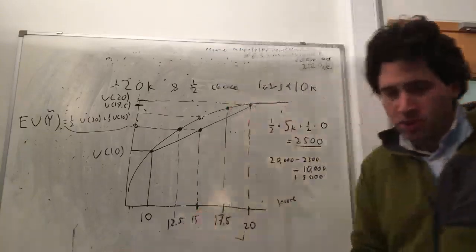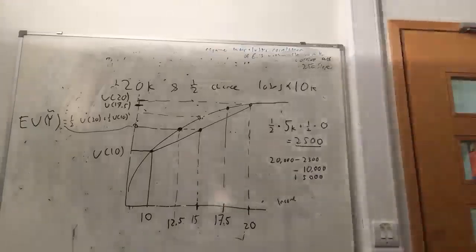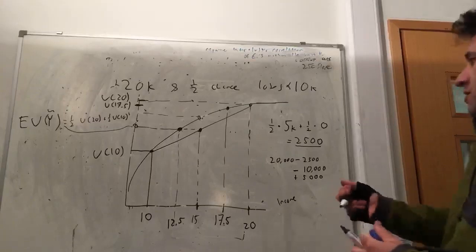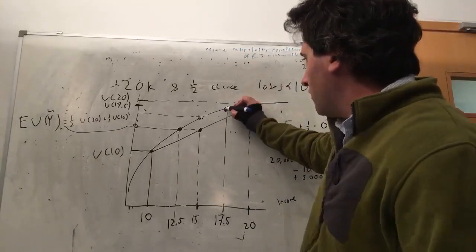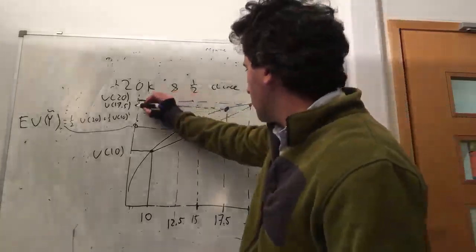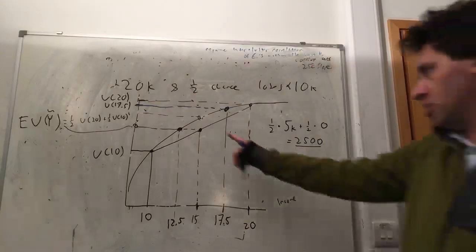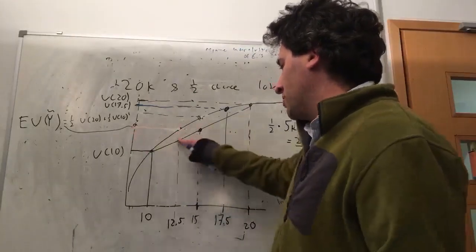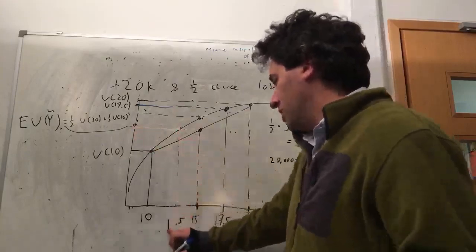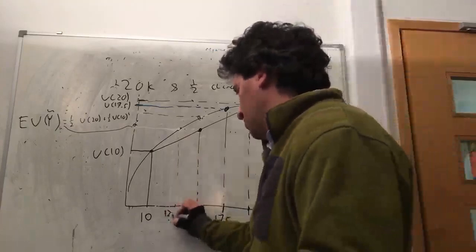Okay, so if they purchase the partial insurance, then half the time their utility is the utility of 17.5, that is, if there's no loss suffered. And half the time their utility is the utility of 12.5, which, the way I drew it, happened to intersect with that point, so I don't want to do that because that's confusing. That was just a coincidence.